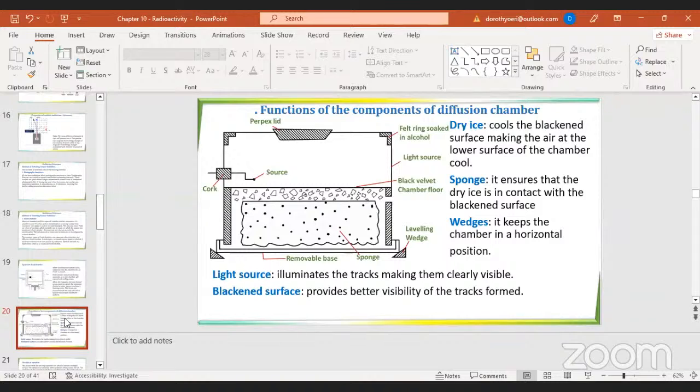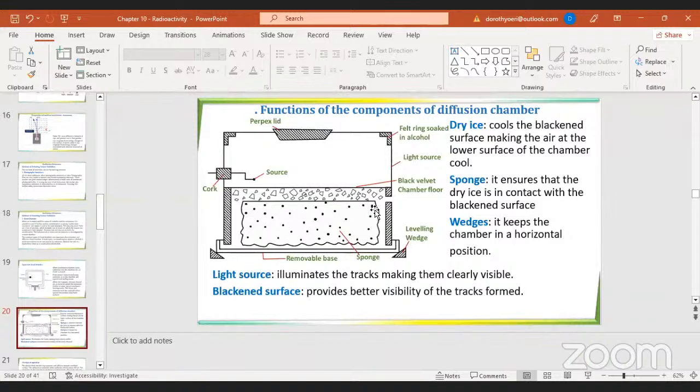We have dry ice. What is the function of the dry ice? Cools the blackened surface, making the air at the lower surface of the chamber to cool. I can see on the diagram, these small particles here, that is the dry ice. Kindly, it is not labeled. But you could also refer to your textbook. The same diagram is in your textbook.